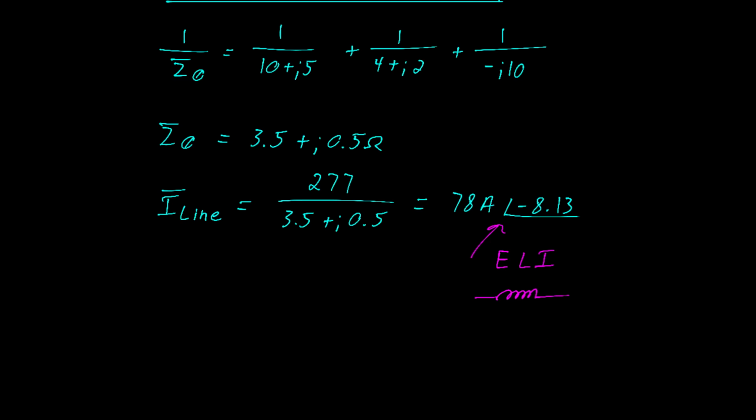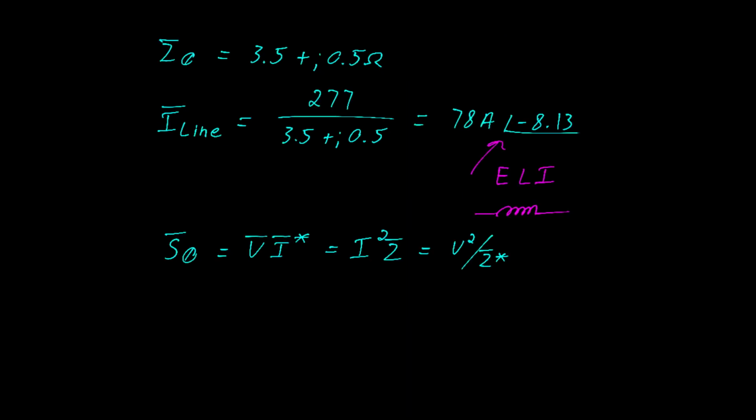We can solve for the complex power in one of three ways. We could say that it's the voltage times the complex conjugate of the current. We could say it's the magnitude of the current squared times the impedance. Or you could say it's the magnitude of the voltage squared divided by the complex conjugate of the impedance. For this example, I'll just use the first calculation.